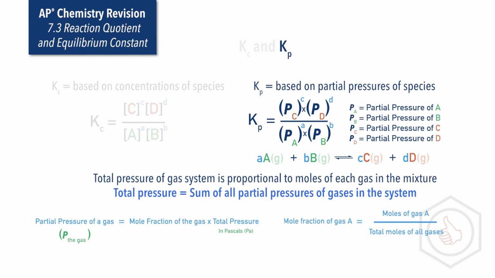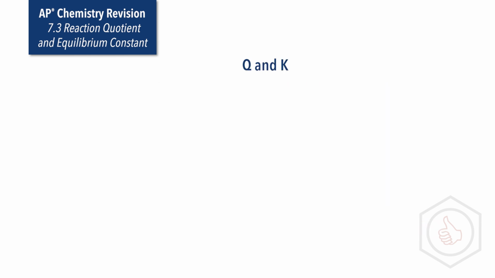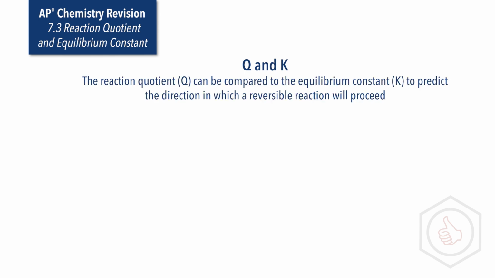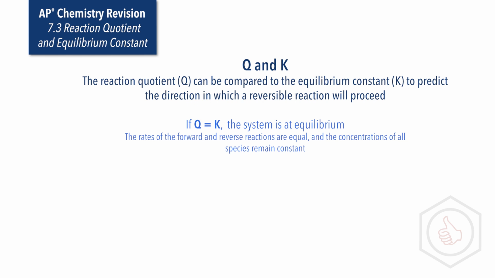We can compare the reaction quotient Q for a system to an equilibrium constant K to predict the direction in which a reversible reaction will proceed. This may sound complicated, but it really isn't that bad. If the value of Q equals K, then the system is at equilibrium. Because, remember, the value of K is the proportion of product to reactant concentrations at equilibrium, whereas Q is the proportion of product to reactant concentrations at any given moment in time. Well, if at any given moment in time the proportion of product to reactant concentrations gives the same value as K, then the system must be at equilibrium.